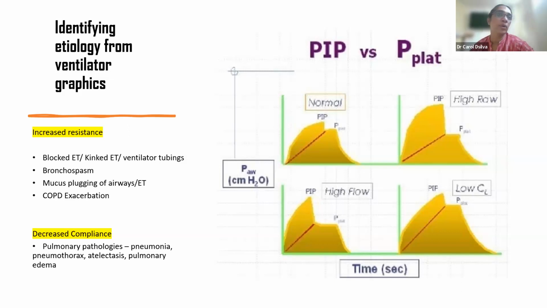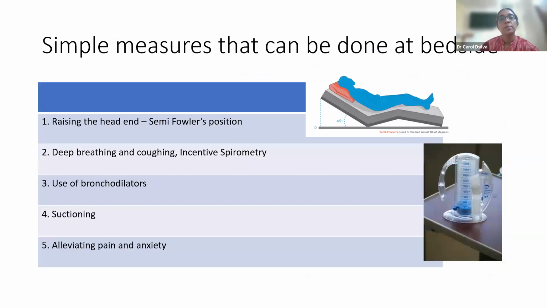If the P-plat is also high, it's probably a compliance issue, and it may have to be tackled along with your suctioning and looking out for other obstructive causes as well. This pulmonary pathology could be anything: pneumothorax, pneumonia, atelectasis, pulmonary edema, and so forth. So these are simple measures you can do as nurses at the bedside.